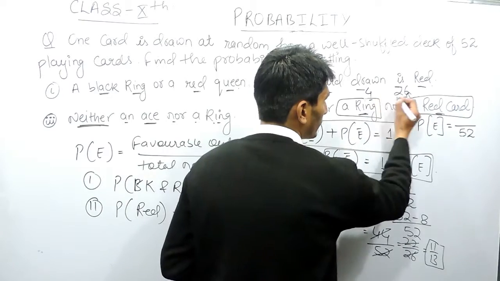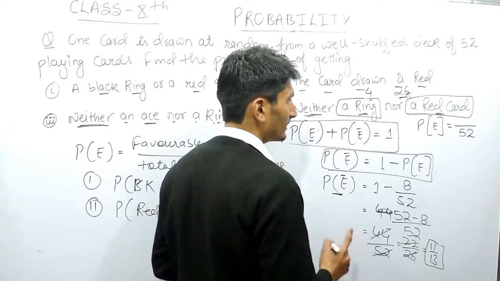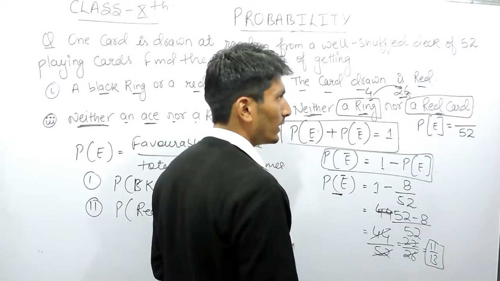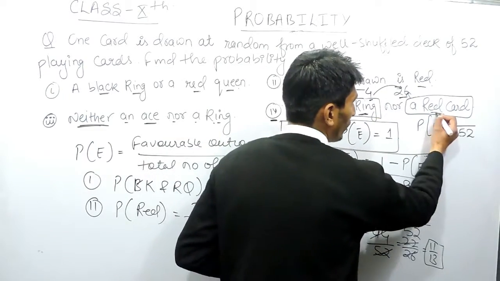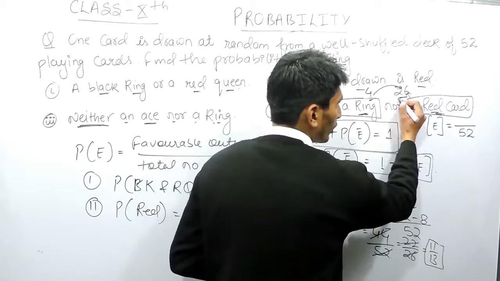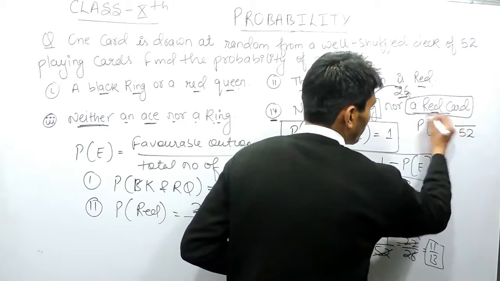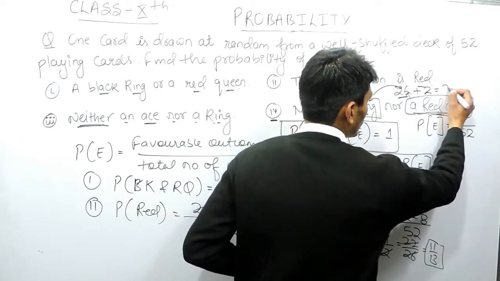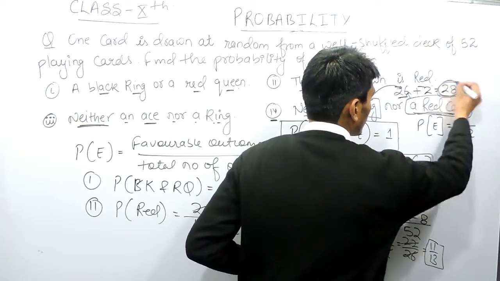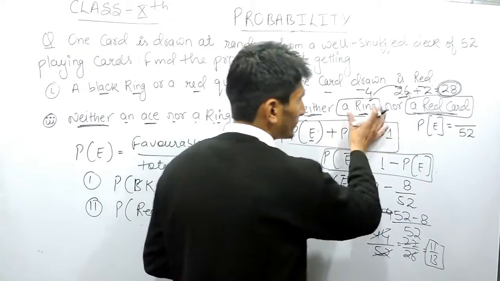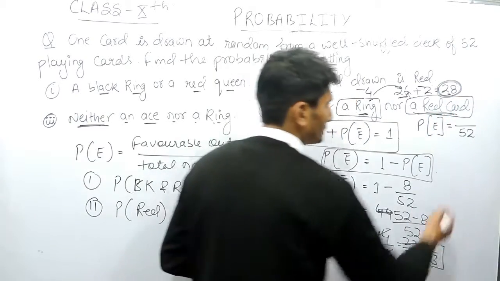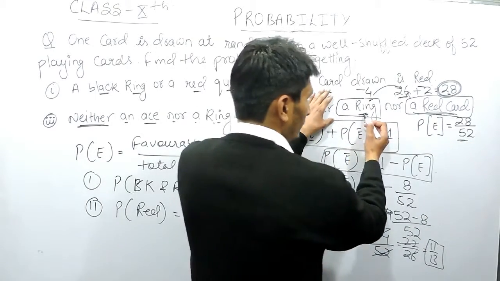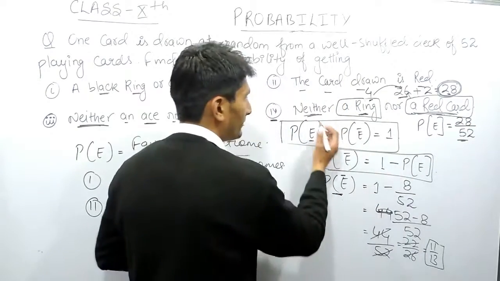So the favorable outcomes would be 30, but one thing is important here: 2 kings are already counted, because 2 kings are of red color. Because we have already counted 2 kings in this pack of red cards, we'll add only 2 kings here. So the favorable outcome for this question will be 28. So this is the probability of getting a king or a red card, but I have to find the negative.